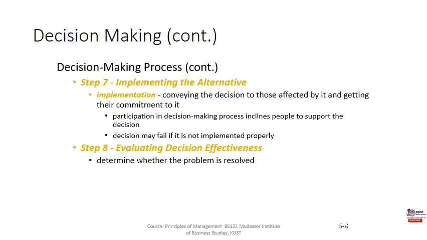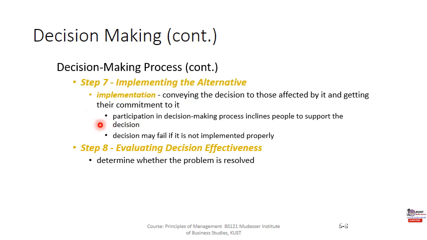Okay, the seventh step in this process is implementation of the alternatives. What do we mean by implementation? It is the process of conveying the decision to those affected by it and getting their commitment to it. Participation in the decision-making process inclines people to support the decision.